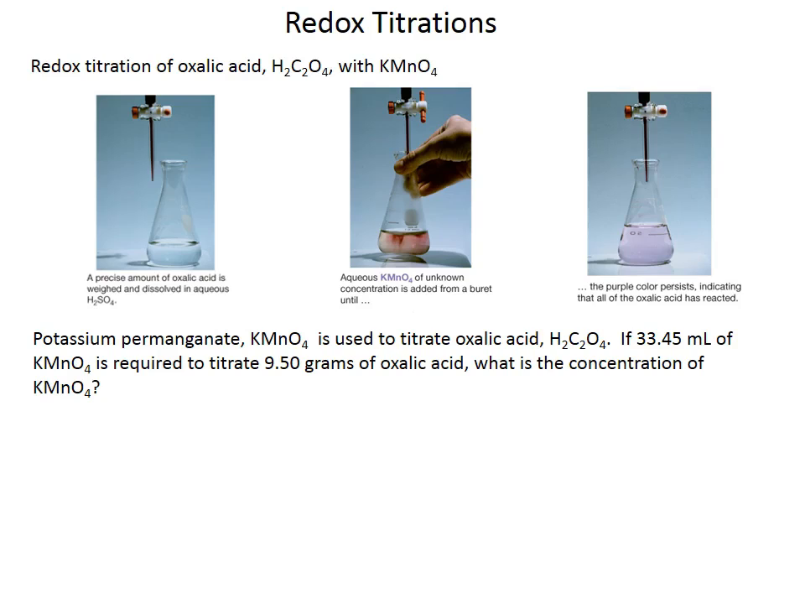Potassium permanganate is used to titrate oxalic acid. If 33.45 milliliters of potassium permanganate is required to titrate 9.50 grams of oxalic acid, what is the concentration of KMnO4?